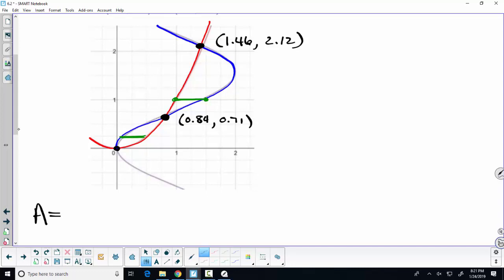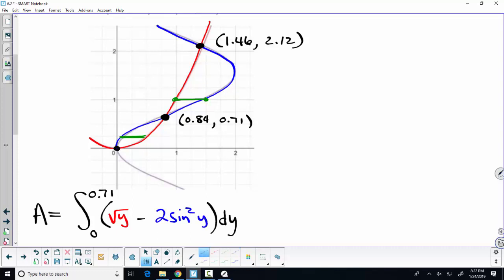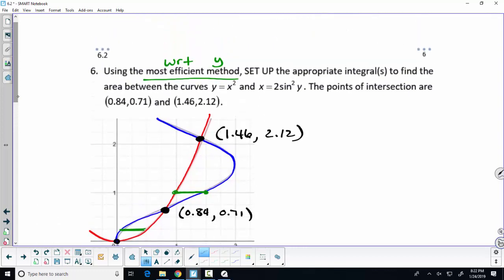All right. So the first region, this bottom region, what does the setup for that look like? Integral from 0 to 0.71, and then it would be the square root of y minus 2 sine squared y. Do y'all agree with that? With the first region? Again, since it's in terms of y, at y equals x squared, we have to solve that for x.